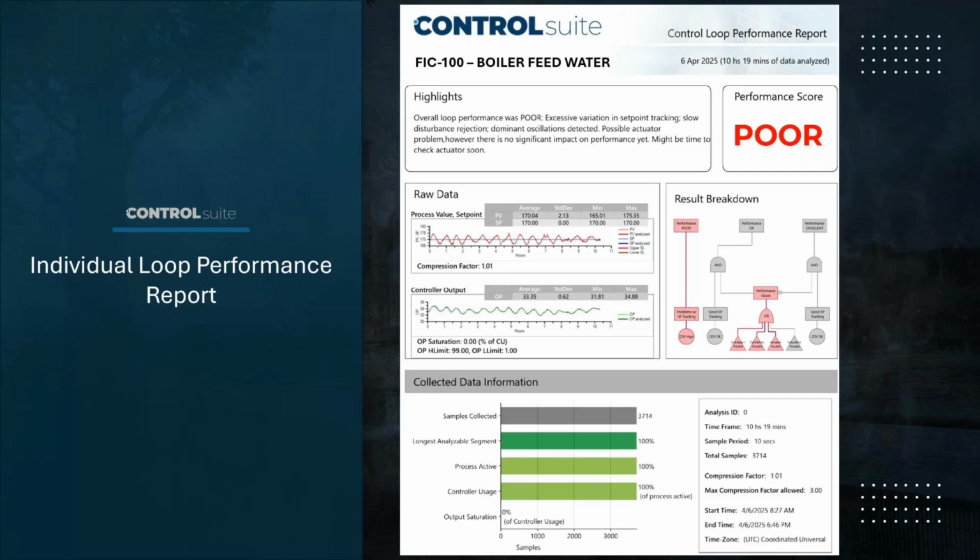After the loop score, you see in the highlights section a verbal description of what is wrong with the specific loop. And next in the raw data section, it gives us a graphical view of that loop. This is also shown in the results breakdown flowchart on the right, which gives us the ability to follow the trail to the actual issue.